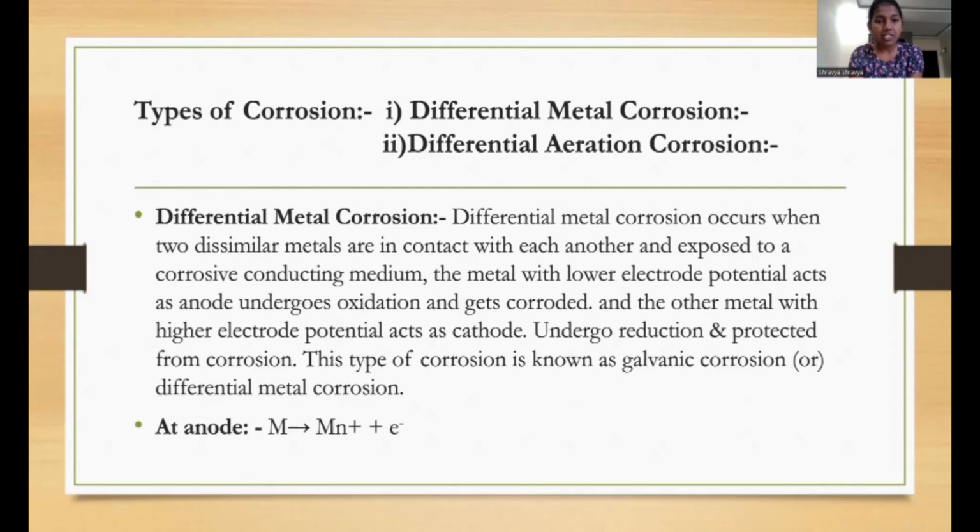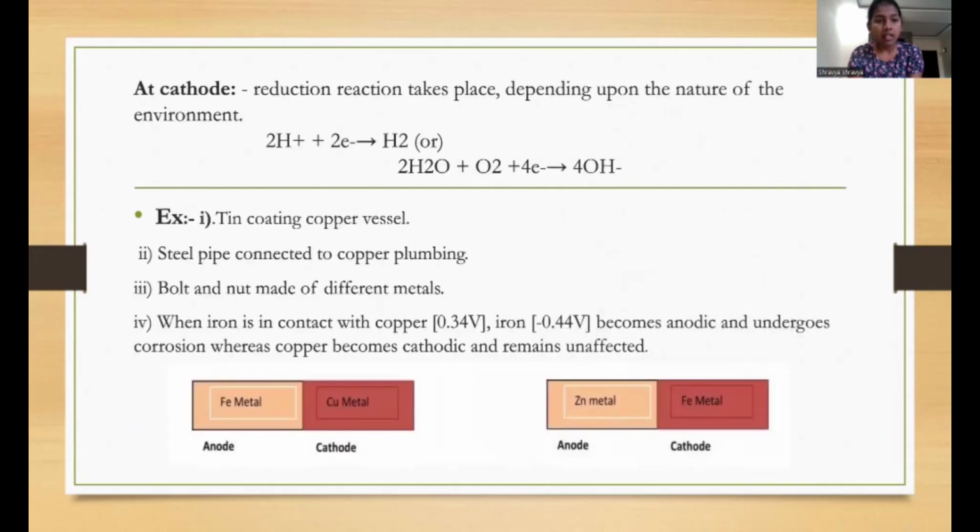At anode, M gives Mn+ plus n electrons. At cathode, reduction reaction takes place depending upon the nature of the environment. Examples: first one is tin coating on copper vessel. Second is steel pipe connected to copper plumbing, and bolt and nut made of different metals. And fourth one is when iron is in contact with copper: copper is 0.34 volt and iron is minus 0.44 volt. Iron becomes anodic and undergoes corrosion, whereas copper becomes cathodic and remains unaffected.